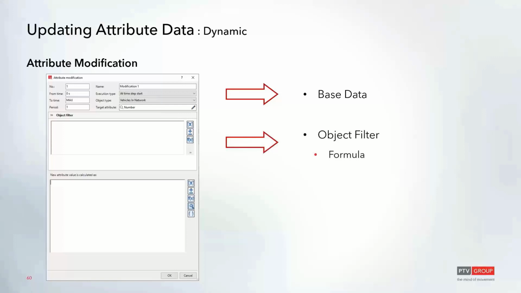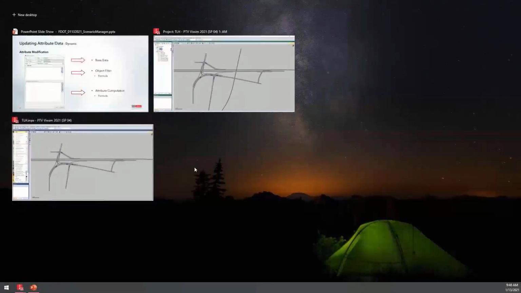You can also apply any filters here. This filter itself will also be a formula that you can enter within this box. And then finally, the attribute computation will be in this lower box. This is where you can enter that new formula in order to update the target attribute value that you have set up above in the base data section. So in order to take a look at this in more detail, let's move over to that example file.